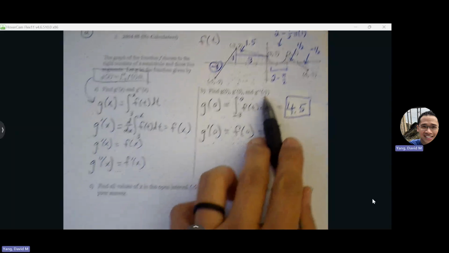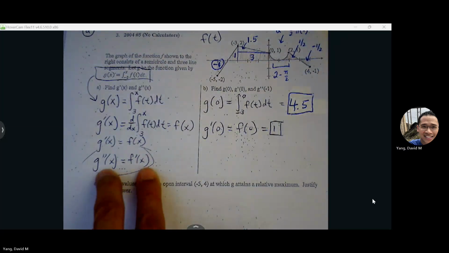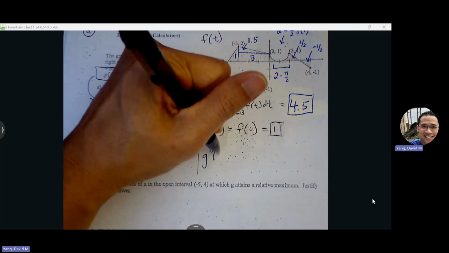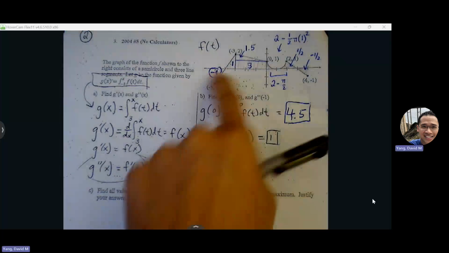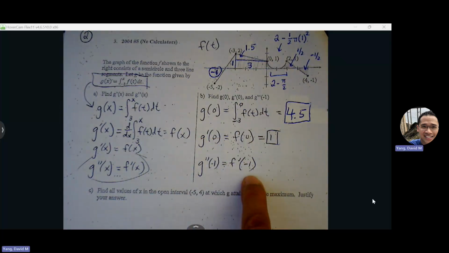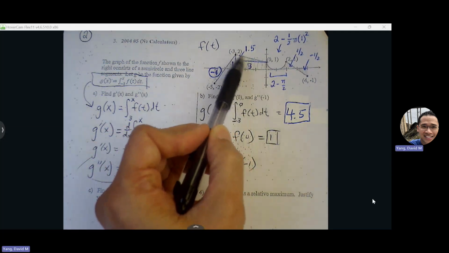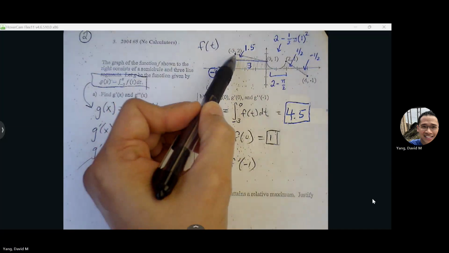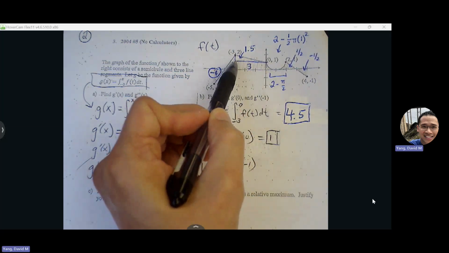Okay, they're also asking for g double prime of -1. We have a formula that connects g double prime with f prime. So g double prime of -1 would be the same thing as f prime of -1. Now this is the f graph here. So f prime of -1 is asking for the slope. So if you look at -1 on the graph here, what is the slope of this line segment? I just pick 2 points, easy identifiable points, and just do slope: down 1 over 3. So -1/3.